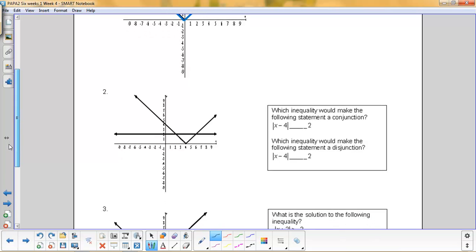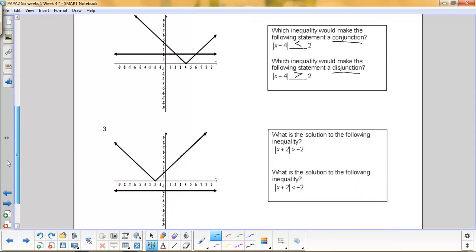In example number 2, we'll identify where the disjunction and the conjunction is relative to the horizontal line y equals 2. So it is a conjunction when the absolute value is below the horizontal line, so that is going to be less than 2. It is a disjunction when the absolute value is above the horizontal line y equals 2. That will be greater than.